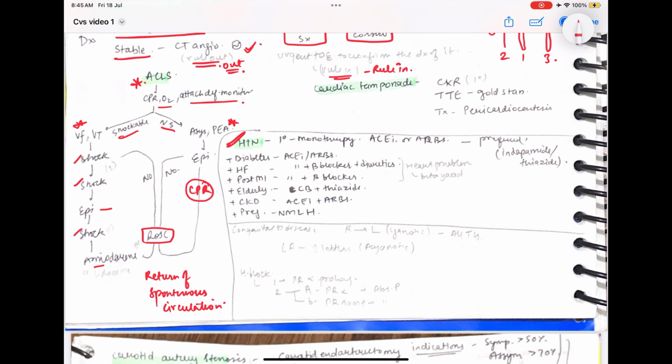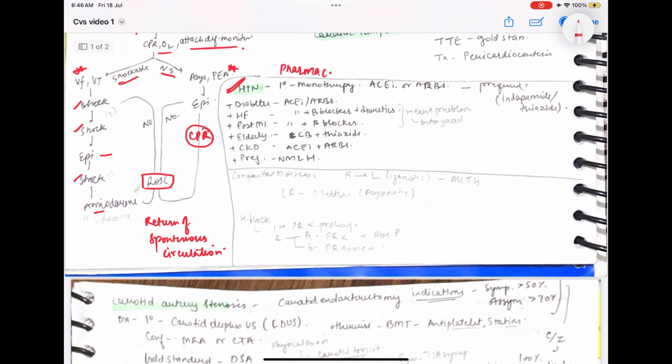Now next thing is, this is a pharmacological table. I have taken all the information from eMedicine and all the question stems, and then you just need to focus on this. So a patient with hypertension, the first is monotherapy, ACE inhibitors or ARBs is preferred, and if the patient is having diabetes, HF, post-MI, elderly, so these are the medications that you need to follow accordingly.